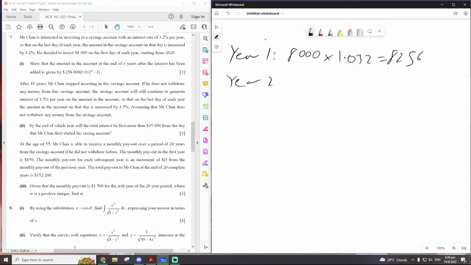What about the second year? You'll take the 8256 and then add in another $8,000. Then you multiply this by 1.032. So how can you rewrite this? Here you'll get another 8256, and here you'll get 8256 times this again, which is 8,000 times 1.032 squared actually.